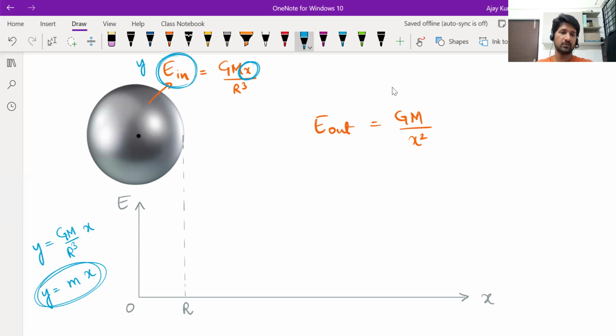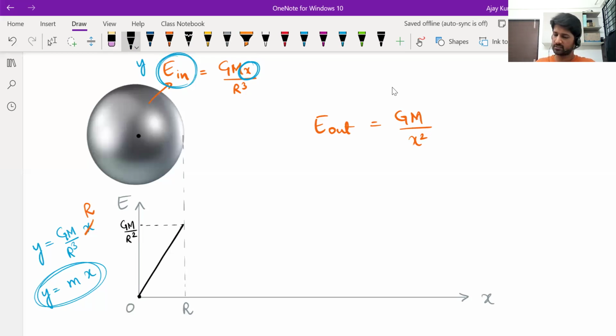And up to what distance is this equation valid? Up to x is equal to r, you can use this. So when x becomes equal to r, how much does the field become? R gets cancelled, you'll be left with GM by r square. So the field starts from 0 at the center of the sphere. Put x as 0, the field is 0. But you put x as r, the field becomes GM by r square. So the field increases linearly, directly proportional to x, up to a value of GM by r square. So exactly on the surface of the sphere, the field will be GM by r square.